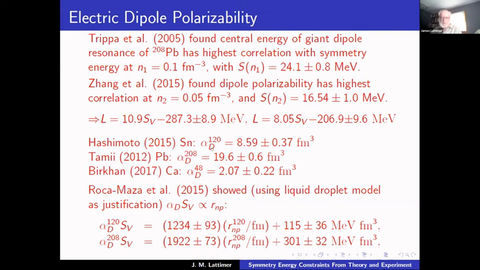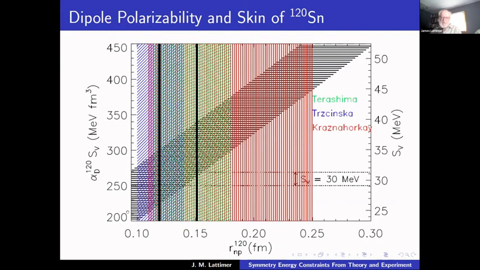So if we look at this for tin-120, the Roca-Maza correlation using the measured value of alpha D basically predicts this linear correlation between alpha D times SV and the neutron skin thickness. And this band shows the experimental uncertainty in the measurement of alpha D. There have been 3 measurements of the neutron skin thickness of tin-120, shown in red extending over this wide range, in green over this narrower range, and in blue over this even smaller range. If you take the weighted mean of those 3 measurements, you get the distance between these 2 thick black lines.